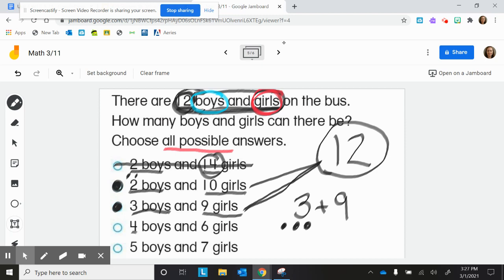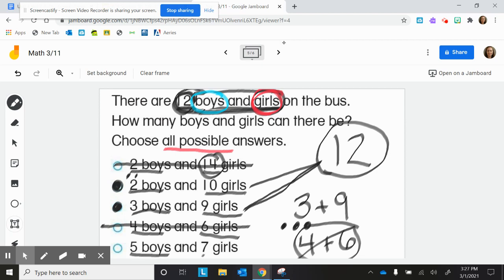Now let's see this one. 4 boys and 6 girls. I have 4 boys and 6 girls. 4 plus 6. Oh, I remember that. That's a partner of 10. So that's not 12. Those are partners of 10. So you know what? This is not a possibility.